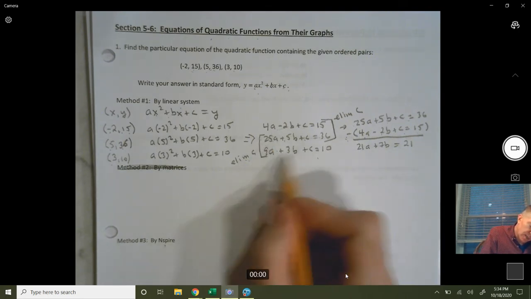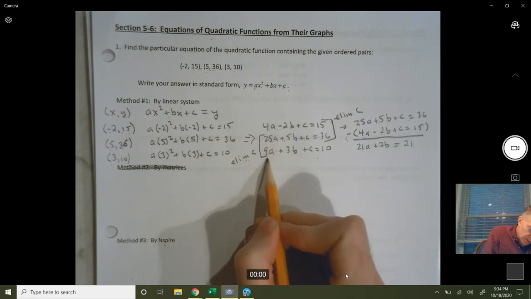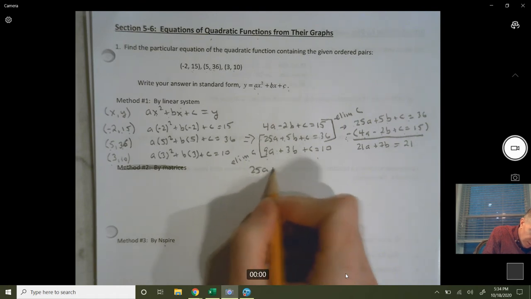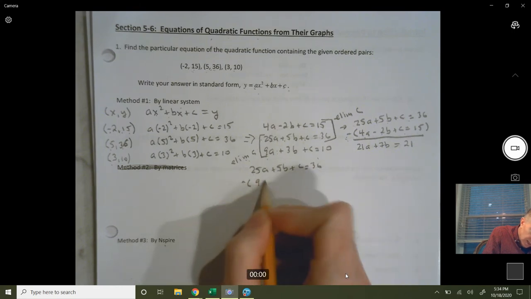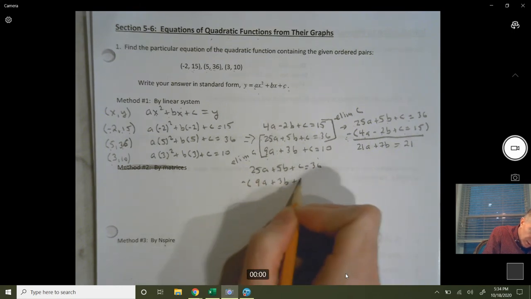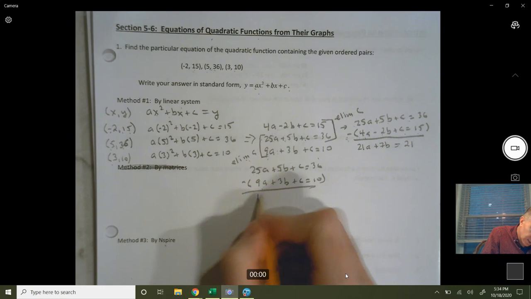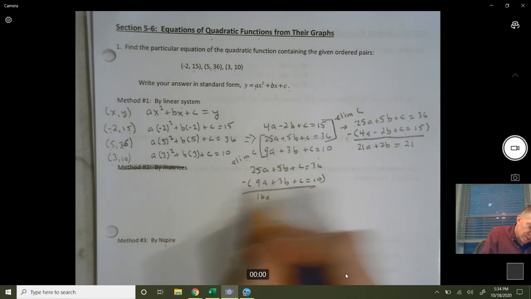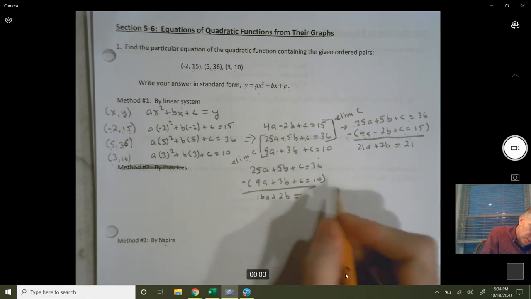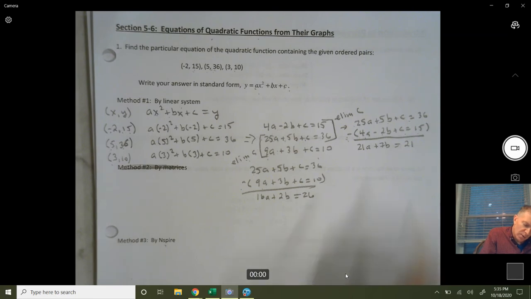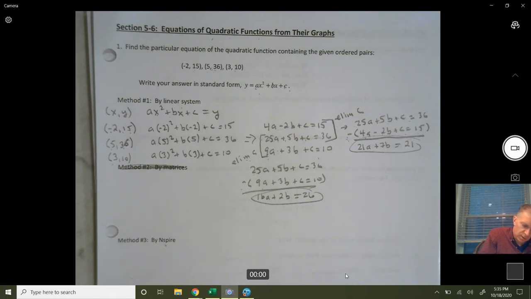I'm simply going to take the second equation and subtract the third equation. So I'll take 25a plus 5b plus c equals 36, and I'm subtracting the equation 9a plus 3b plus c equals 10. 25a minus 9a gives me 16a. 5b minus 3b gives me plus 2b. C minus c, that goes away. 36 minus 10 gives me 26. So now I've got these equations, and I need to solve that system. Let's bring these over here.